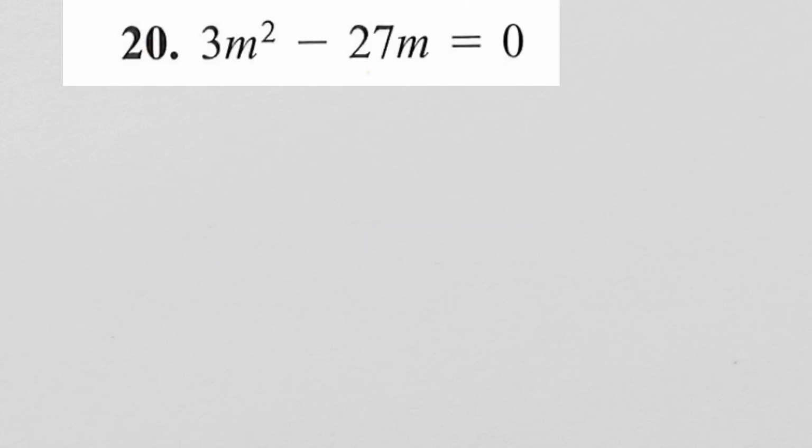Again, we have a GCF. They're both divisible by 3 and by m. So we take out a 3m, and we're left with m minus 9. Now this 3 does not contribute to the solution, but this m does. That's going to give us an m is equal to 0. And this is going to be positive 9 over 1. That's it.